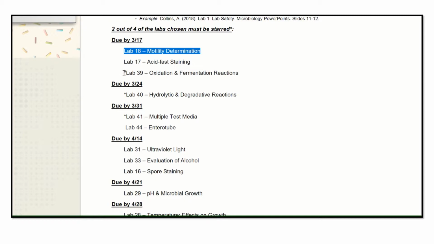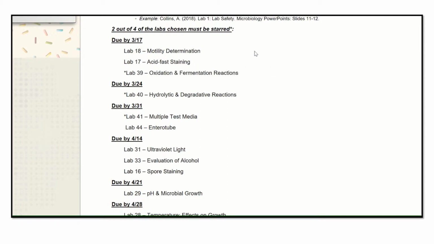A lab with a star, like Lab 39, oxidation and fermentation reactions, is a little bit more complicated. They require more results and more analysis. So they're usually anywhere from 4 to 6 pages double-spaced with pictures and references.